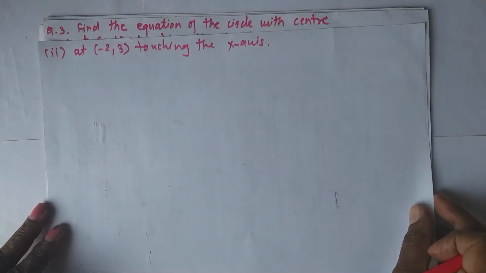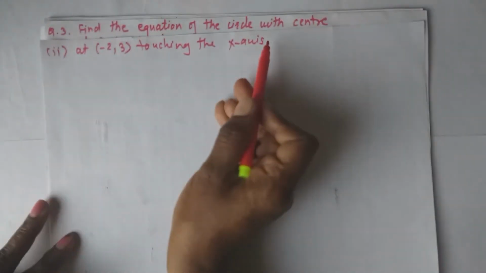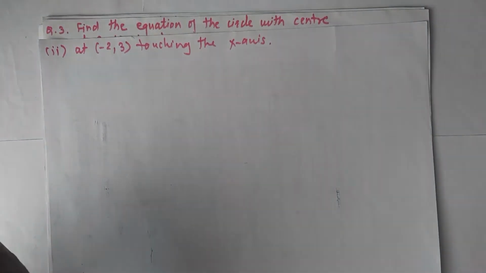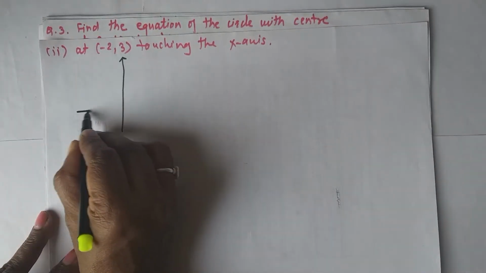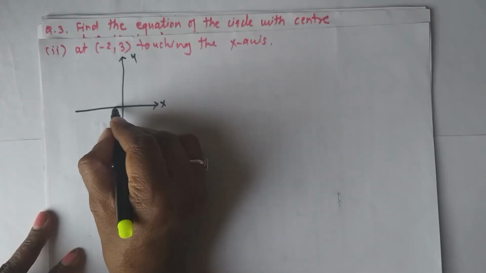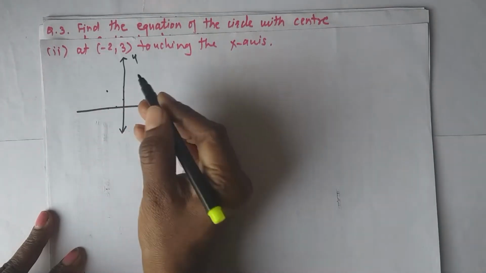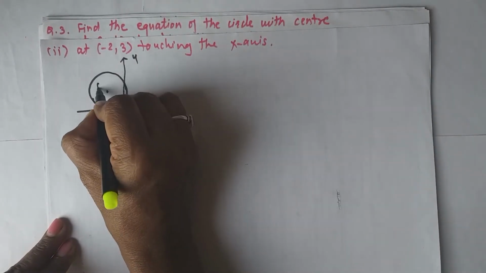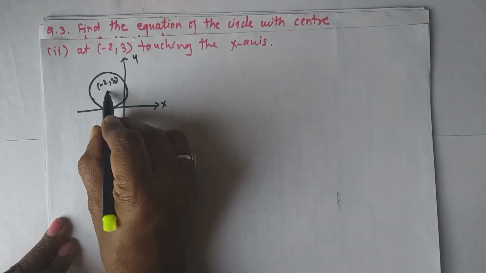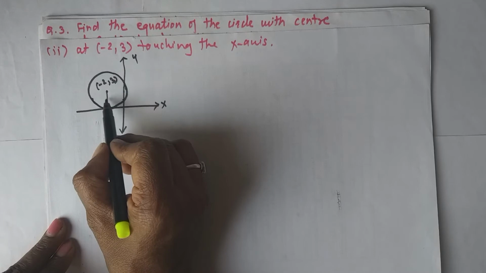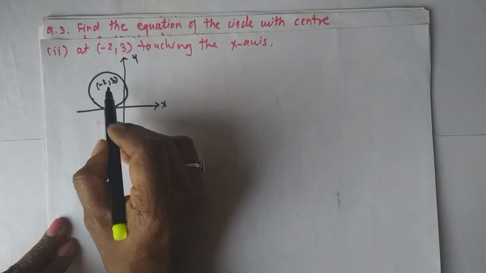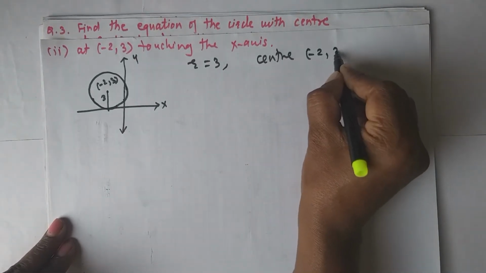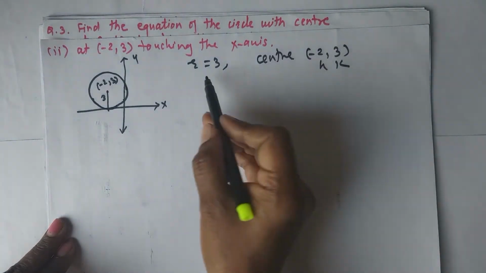Okay. Now what is the second question? Headline is same. Find the equation of circle with center at (minus 2, 3) and touching the x-axis. Okay. Again we will draw here a rough diagram. Draw here x-axis, y-axis. Then locate the point. Suppose this point (minus 2, 3) is here. This is the center. Now circle is touching x-axis. Circle is touching x-axis means what is this distance? This distance is 3. Means here r is 3 and center is (minus 2, 3). Means this is the value of hk and this is the value of r.